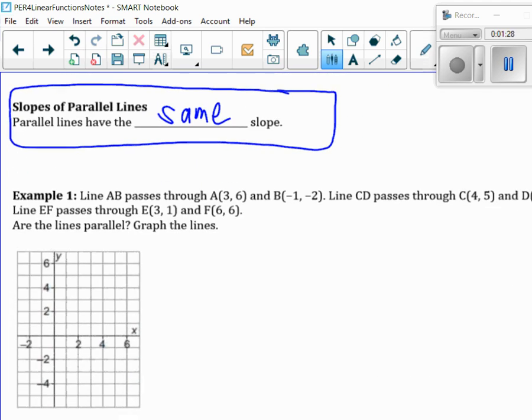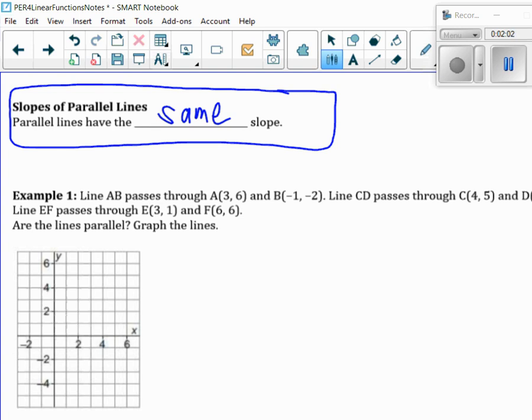So let's do example 1 here. Line AB passes through A, which is (3, 6), and B, (-1, -2). Line CD passes through (4, 5) and (-1, -5). Line EF passes through two more points. Are the lines parallel? Graph the lines. So the only way you can prove that they're parallel is by using the slope. If the slopes are the same, then they're parallel, okay? You can't just go by looking at it and say, yeah, they look parallel.